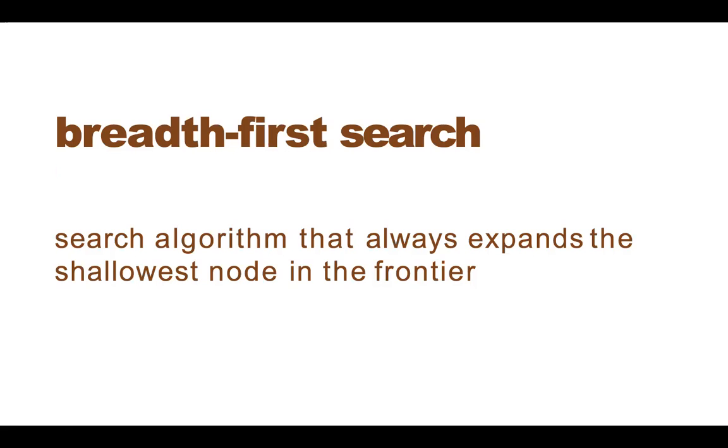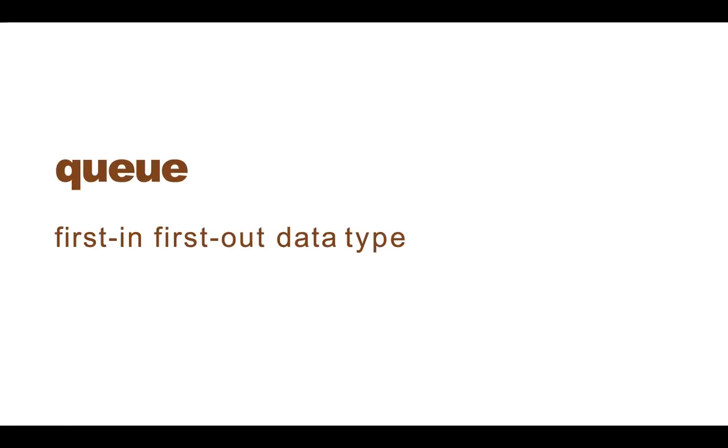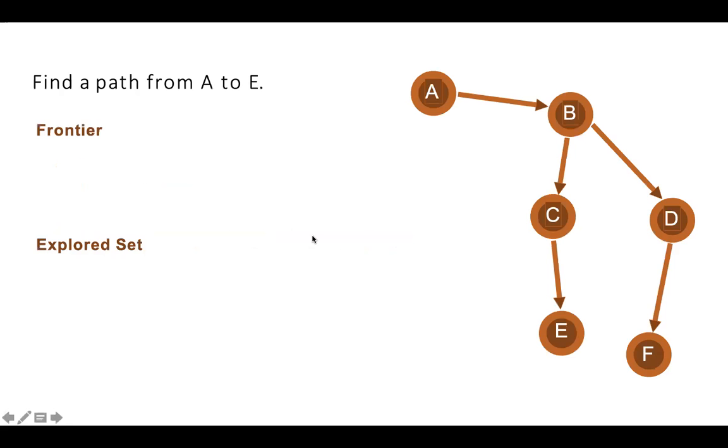Now we look at breadth first search, which is one of the most simple search strategies in AI. A breadth first search is an algorithm that always expands the shallowest node in the frontier. From the perspective of data structure, breadth first search is a first in, first out data type. Let's look at this simple example and traverse it through breadth first search.